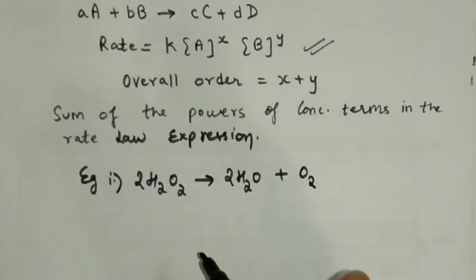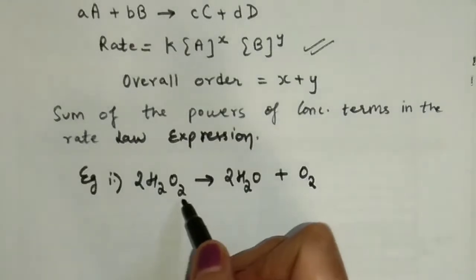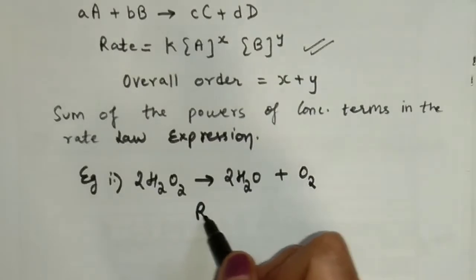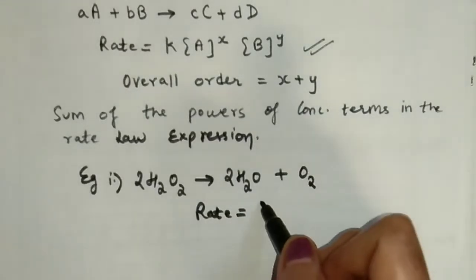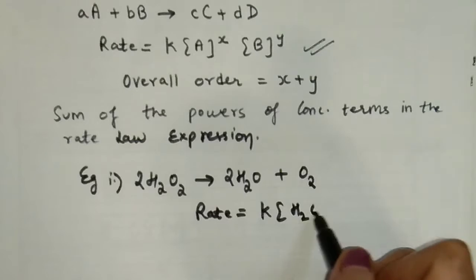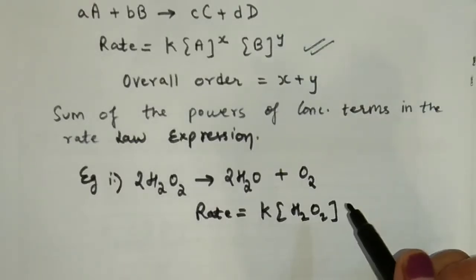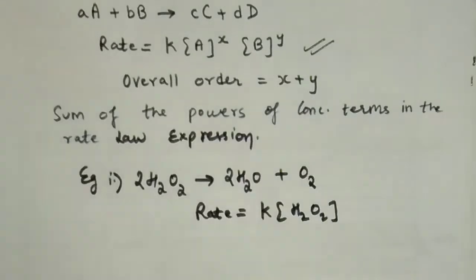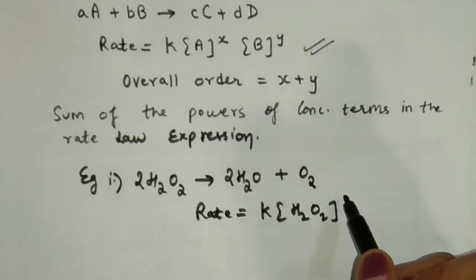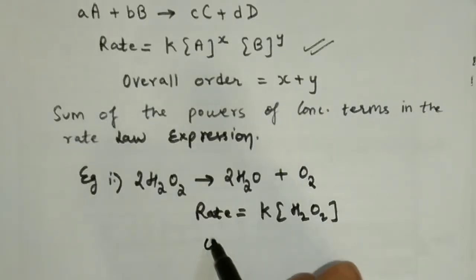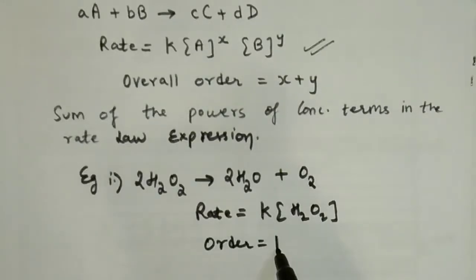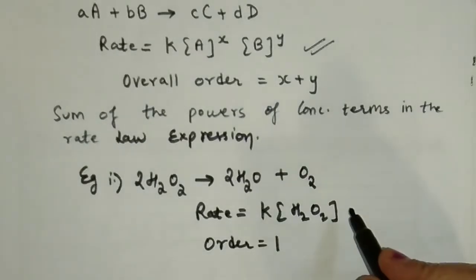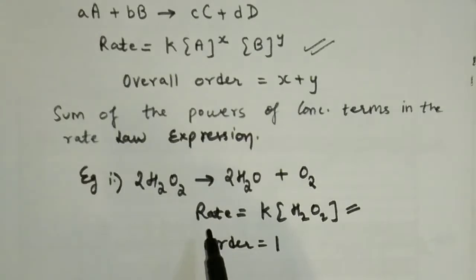It is found that the rate law for this particular reaction is rate is equal to K [H2O2]. Because there is nothing written, as I already said in the previous video, if nothing is written it means the power is 1, so the reaction has order equal to 1. It is called a first order reaction. You may be thinking, where did this come from? Remember, rate law is always determined experimentally.